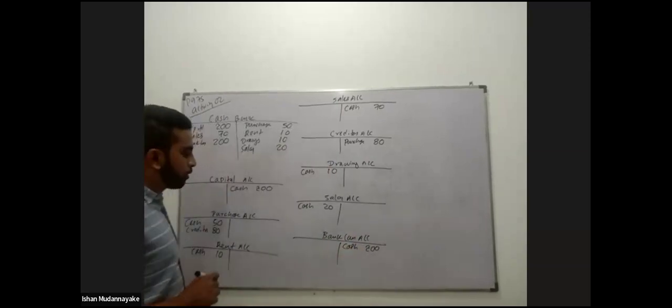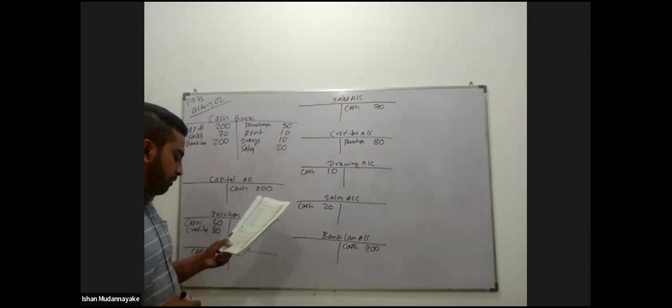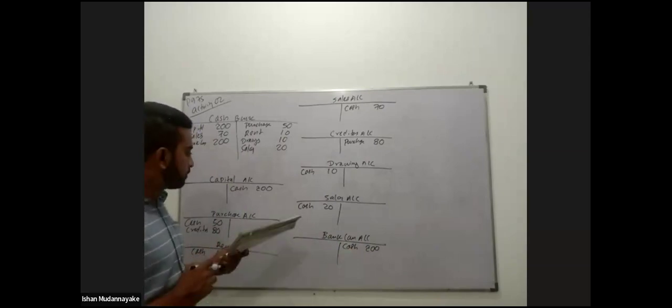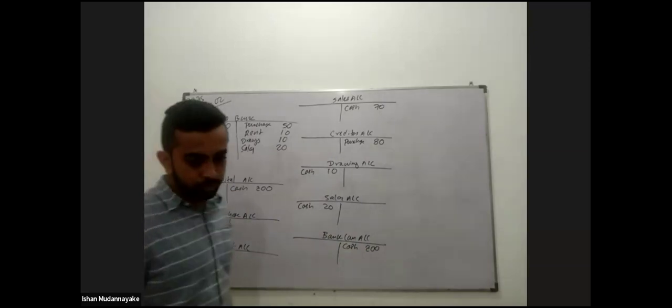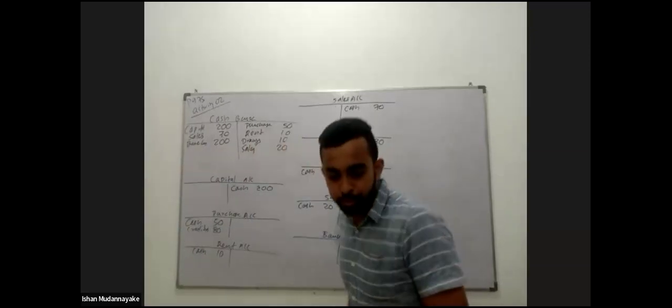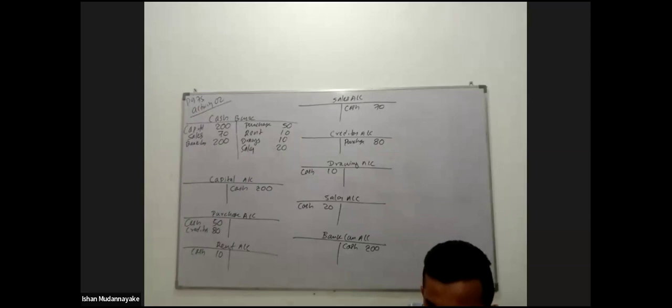Cash book debit, bank loan account credit. Next one. Cash book debit 200,000. Bank loan account credit 200,000. Cash book debit, bank loan account credit.